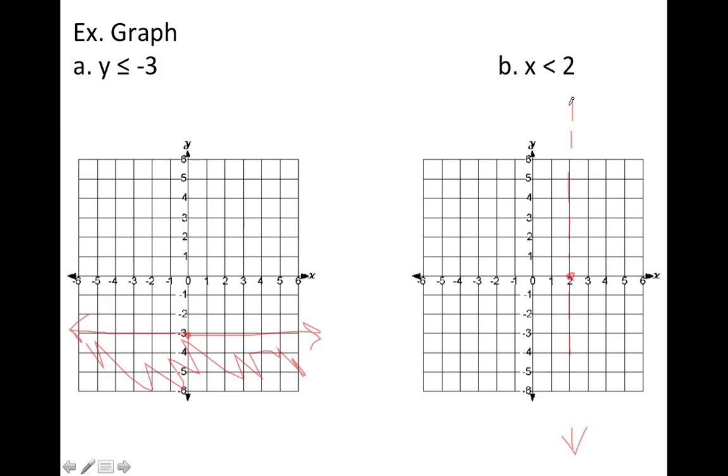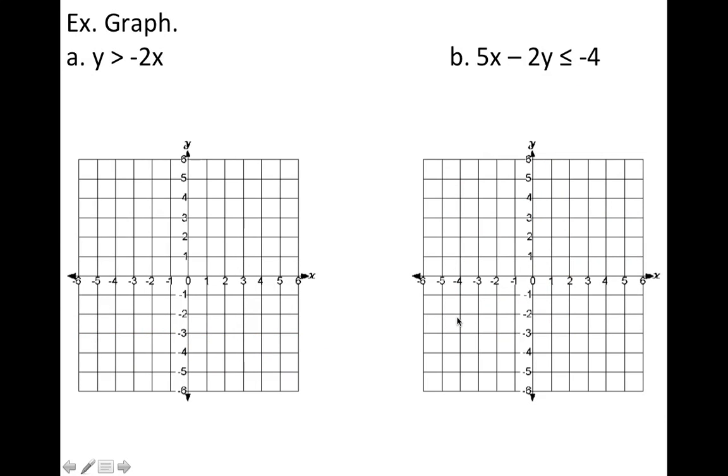And have your arrows. Then we have to determine shading to the left or to the right. Since it is less than, x is less than, we go to the left. We can also check by putting in the point 1. Is 1 less than 2? Yes, so we include the region with that point.